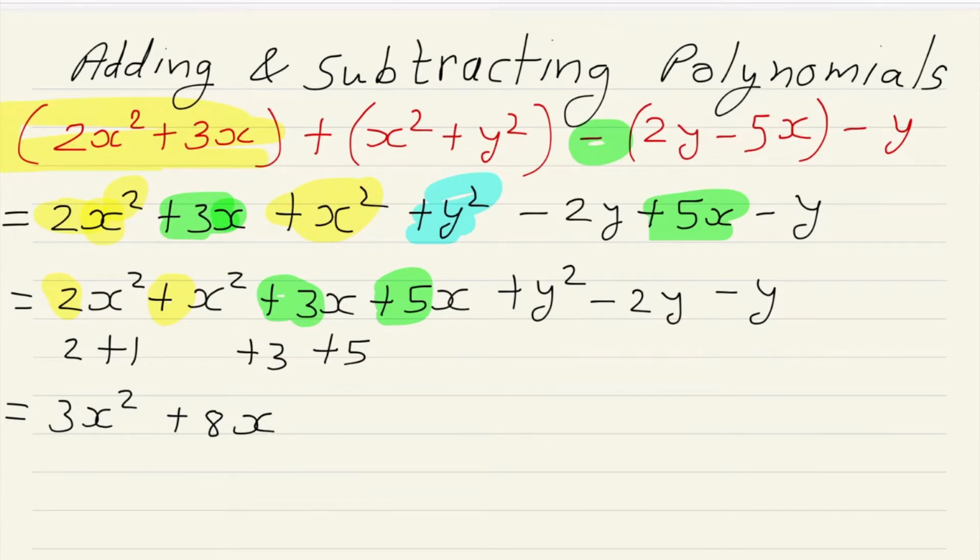And then the next one we have y squared by itself, so we are just going to write it down as it is. There is no other y squared term. So that's y squared. And the last we have the y term. There is negative 2 and negative 1. So that's negative 2, negative 1, so that's negative 3y. And that is our answer.